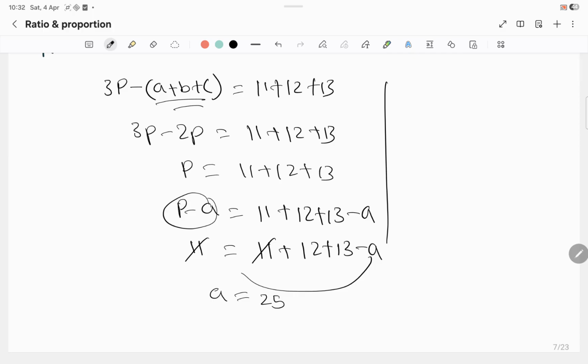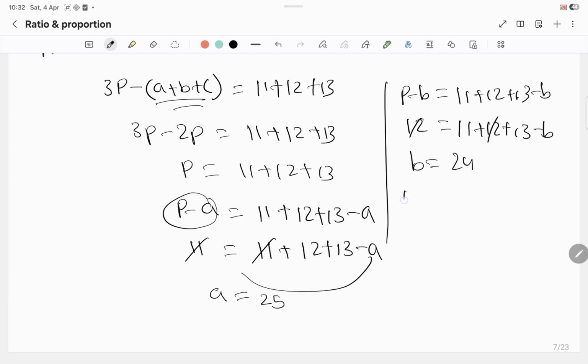Similarly, if I go for B, P minus B is equal to 11 plus 12 plus 13 minus B. So P minus B, what is the P minus B value? 12. 11 plus 12 plus 13 minus B, so B is equal to 24. Then P minus C, 11 plus 12 plus 13 minus C. So P minus C value is 13.